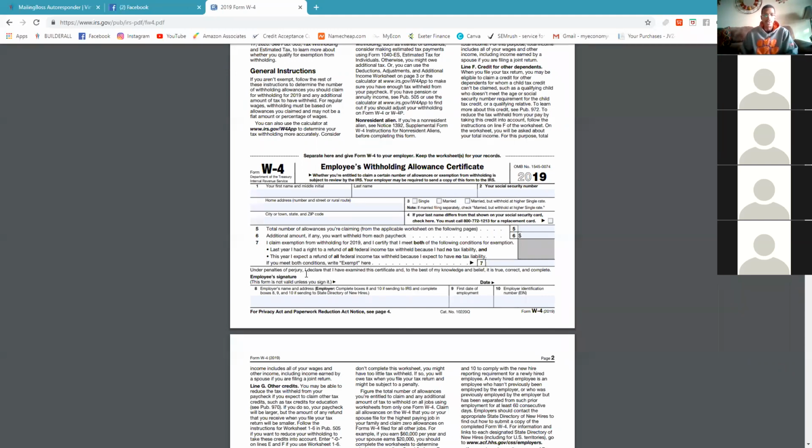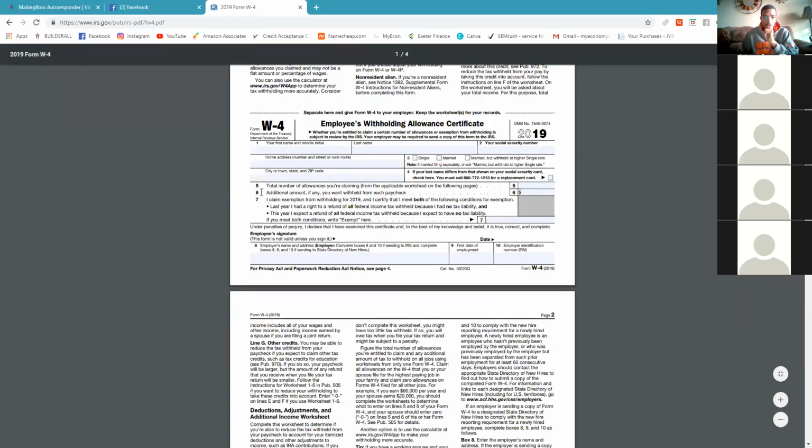Now, what makes this interesting is that when you fill this out, and depending on how you fill this out, this is going to be how the federal government is going to tax you, or withhold money from your job. So on this part, number five says total number of allowances you are claiming. Now that is going to be filled out on page number three of the sheet. So you're going to leave that blank for right now.